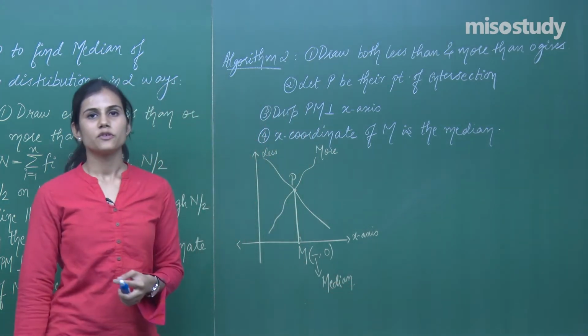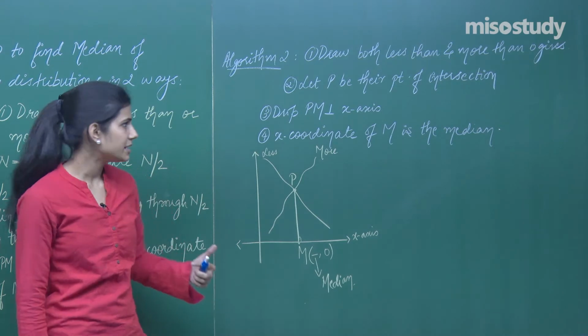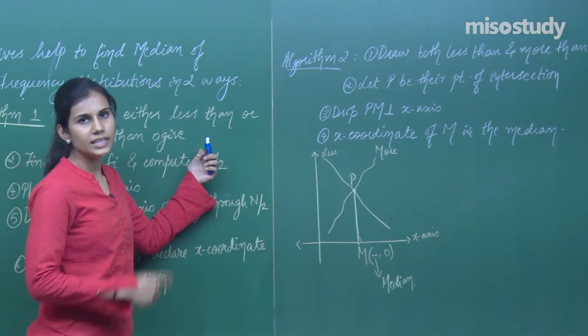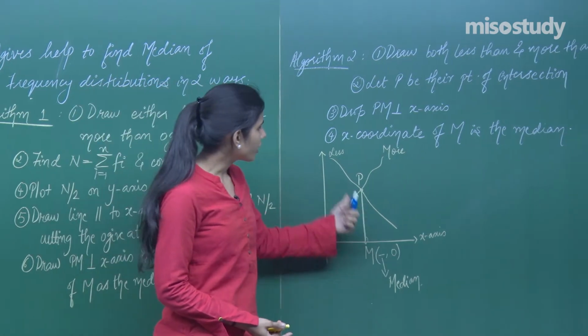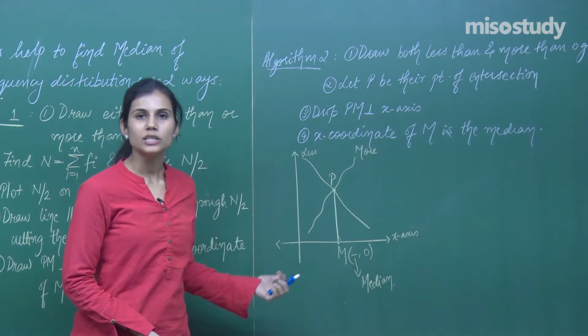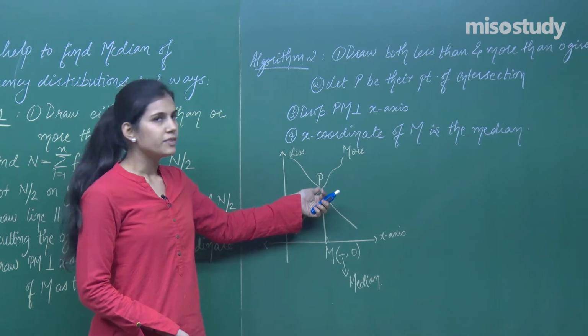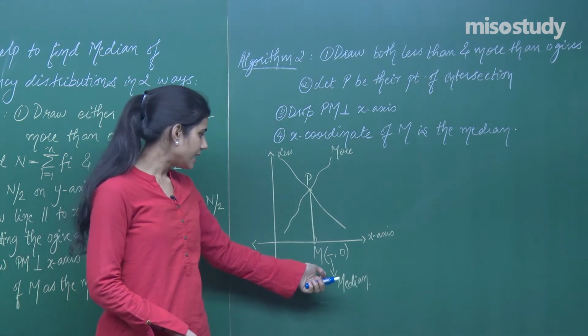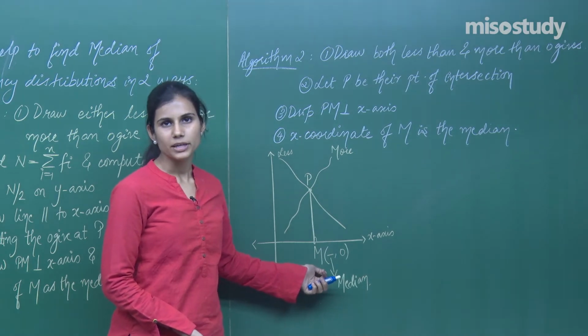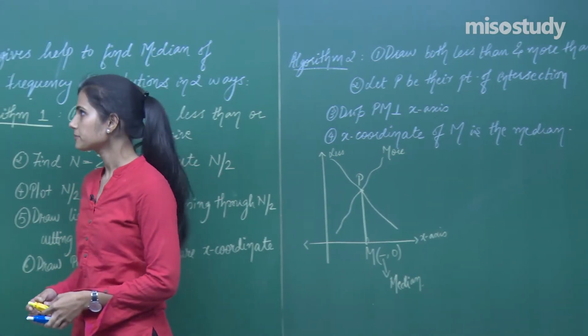These are the two ways of finding the median with the help of ogives. One is by drawing only one ogive, either less than or more than, and following these steps. Another is drawing both the ogives simultaneously on one axis, finding that point of intersection, dropping a perpendicular from that point onto the x-axis, and declaring the x-coordinate of the foot of that perpendicular as the median.